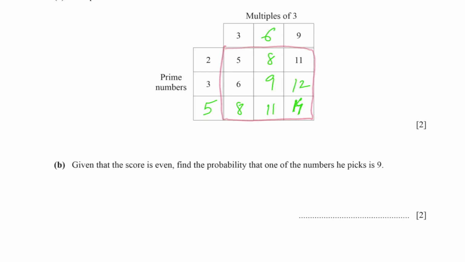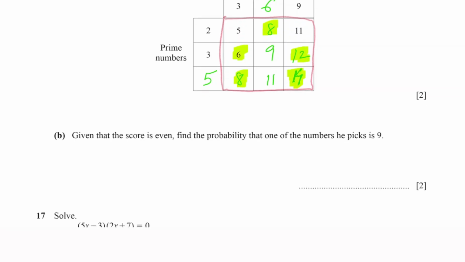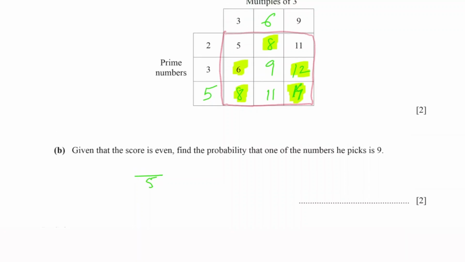So how many even numbers are there? One is this one, this one is also even, this is also even, and this is also even. 14, that's even. So how many evens are there? There are 5 even numbers. Out of that, find the probability that one of the numbers he picks is 9.